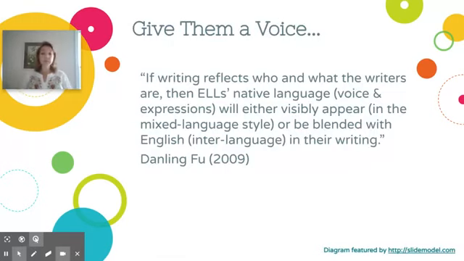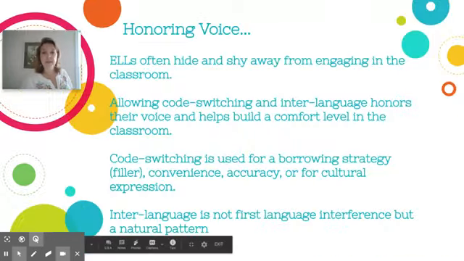So we have to honor their voice. That's the point of this. And I'm going to give you three specific types of activities with poetry to give them that opportunity to do so in a way while still learning and working with English. So we have to honor their voice.